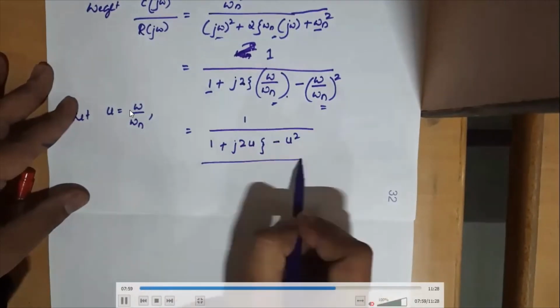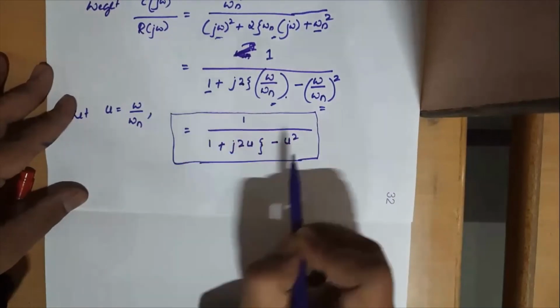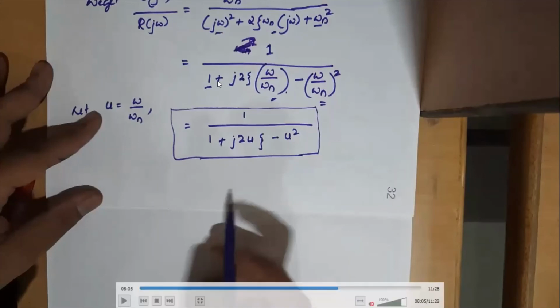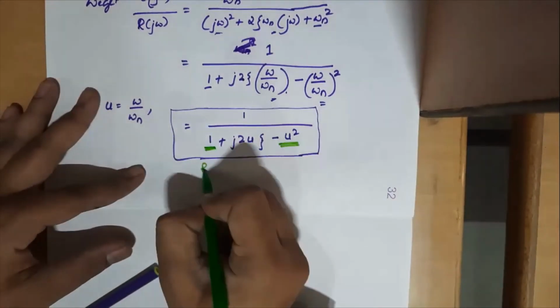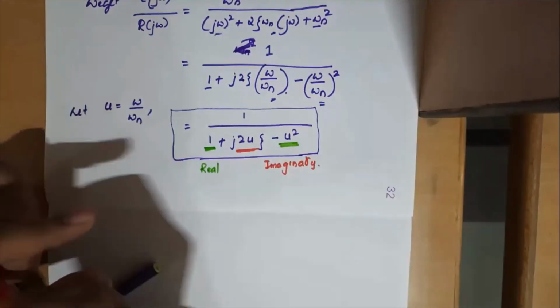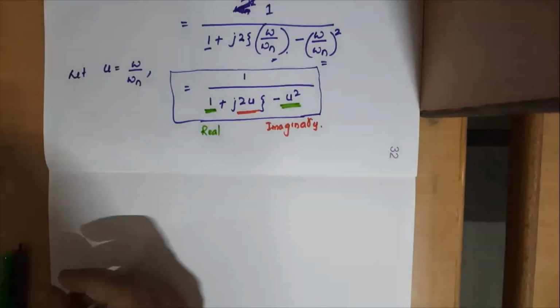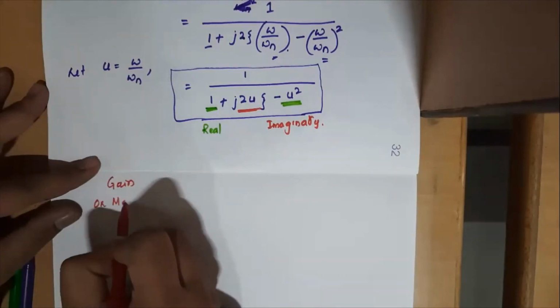So I will call u equal to omega by omega n. I will make a replacement for omega by omega n. So what we have at the end is 1 by 1 plus 2 zeta u, j as it is, minus omega by omega n whole square, as u square. So now this modification gives me real and imaginary terms in the denominator. So I repeat, this substitution of s equal to j omega is to make the system look like an undamped system, but which is actually not undamped.